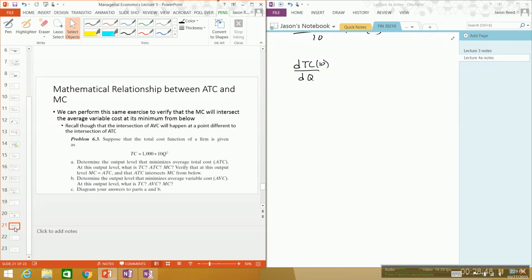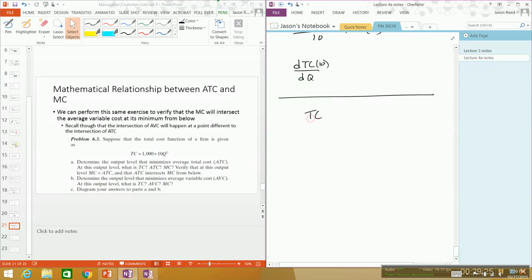It means that in the beginning, marginal cost should be less than average total cost. And average total cost is declining because marginal cost is below average total cost. And when average total cost is rising, marginal cost must be above average total cost. And that's for the intuitive reasons that we've discussed at length in class. So here's a problem that we can solve. Suppose that the total cost function of a firm is given as TC is equal to 1,000 plus 10Q squared. So determine out of this the output minimizing average total cost.